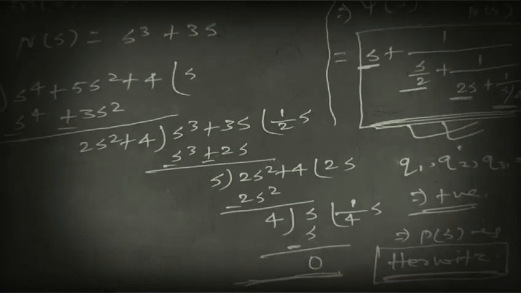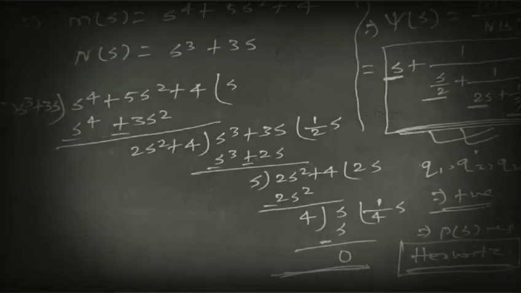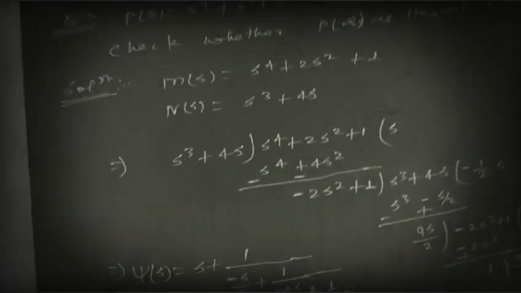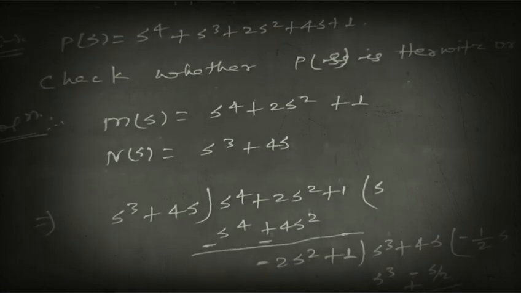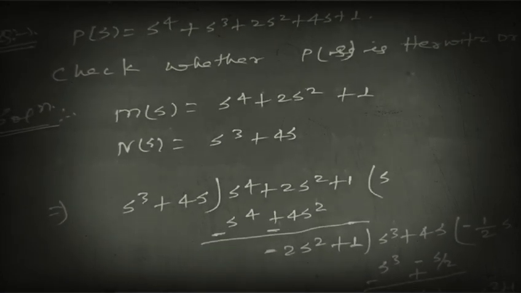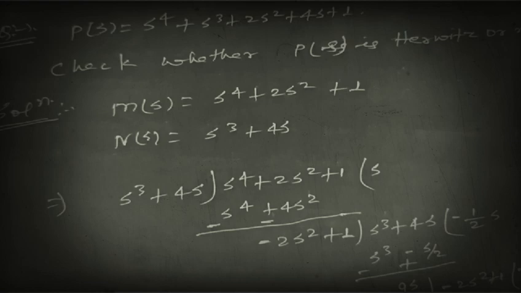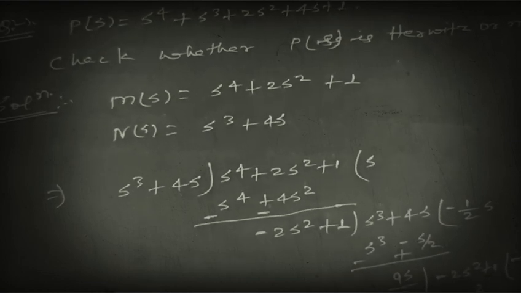It means this polynomial P(s) is a Hurwitz polynomial. Next we will do another problem. The given polynomial is s to the power 4 plus s cube plus 2s square plus 4s plus 1. We have to check whether P(s) is Hurwitz or not.